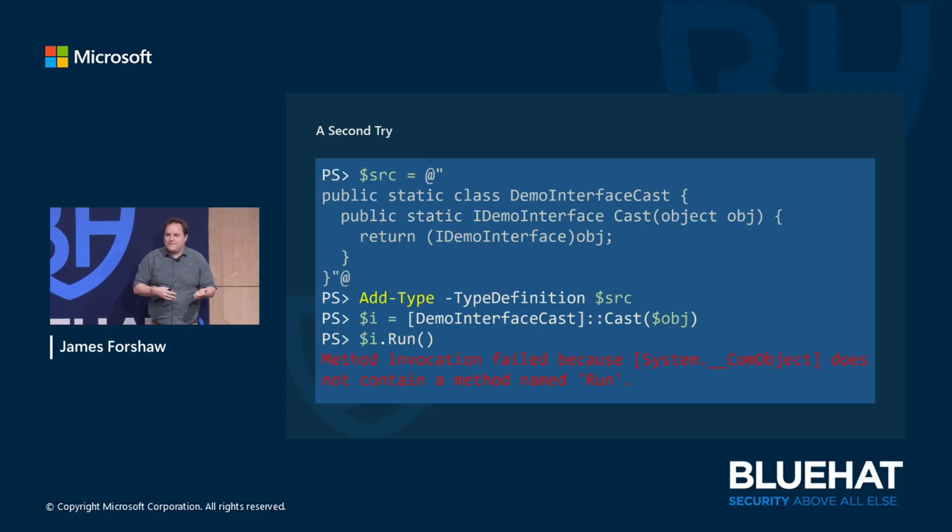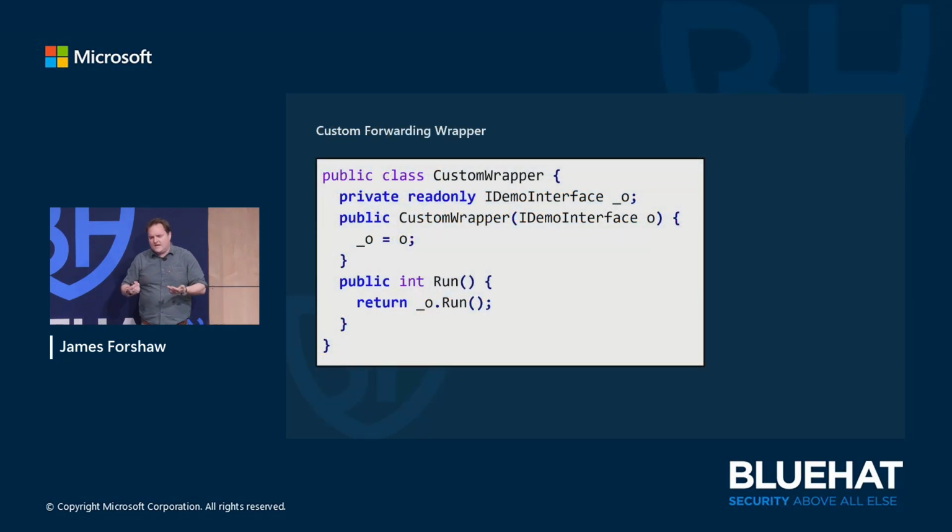But when it gets back to PowerShell, it still just sees it as a COM object, because that interface-ness disappears, and it doesn't realize that it should have been this interface. So again, you try and call run, and it fails. So at least for my tooling, what I've done is implement a dynamic wrapper. It's just generated on the fly.